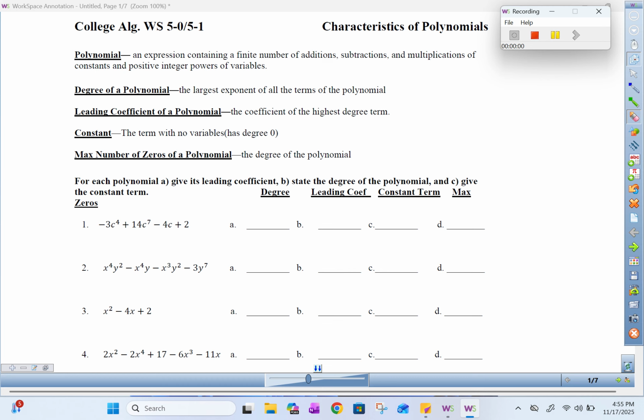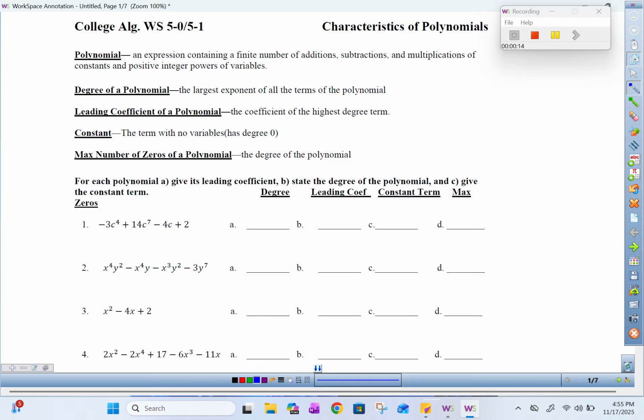All right, folks, Unit 5 is all about polynomials. We're going to go over some vocab here first. A polynomial is just a collection of terms that looks like addition, subtraction, multiplication, constants, and variables. And those powers on the variables have to be positive integers.